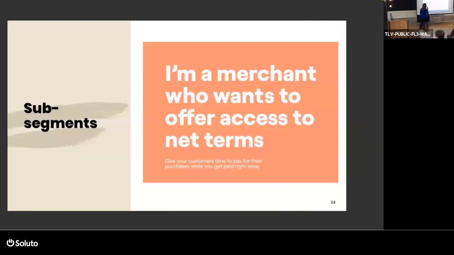So it says, I'm a merchant who wants to offer access to net terms, which works for everyone who knows what net terms is. Give your customers time to pay for their purchases while you get paid right away. So it's cute enough that if you do know what net terms means, it looks like marketing language and it looks friendly and it does not look like we are patronizing you or explaining to you something that's really obvious. At the same time, it's super crystal clear to someone who might a minute ago have not used that exact phrase.